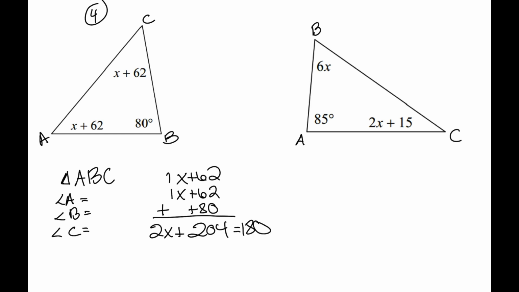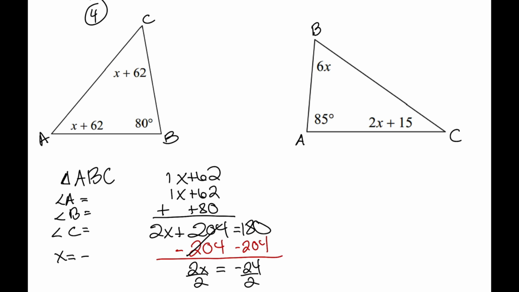So now if you look at it, what we have now is a 2-step equation. And when we solved these before, what we did was we added or subtracted first. So we're going to subtract 204 on both sides. The double 204s go away. 2x comes down. We got 180 minus 204. That's going to give us negative 24. We're going to divide by 2 on both sides. Okay? When we take negative 24 divided by 2, we find out the value of x is negative 12.